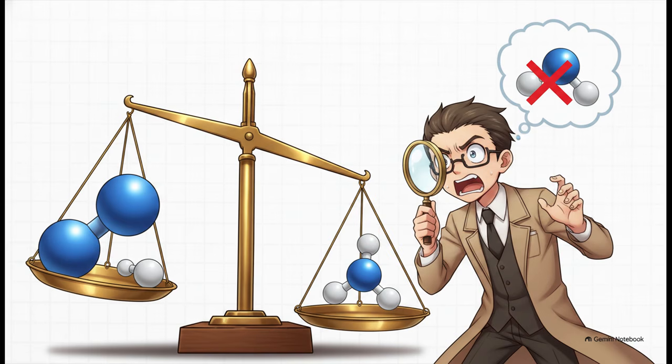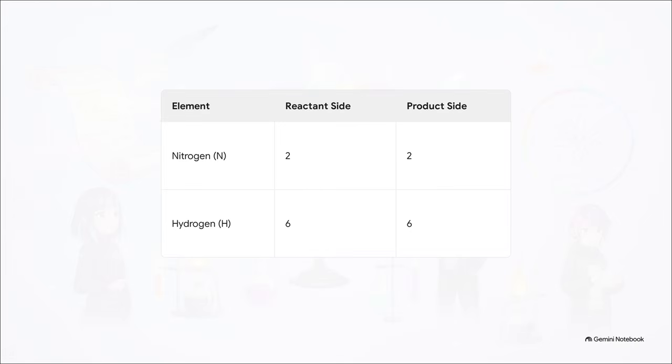So, let's look at this unbalanced puzzle for producing ammonia gas. We start with nitrogen gas plus hydrogen gas yielding ammonia. Do you notice the problem here? We have 2 nitrogen atoms on the left side of the arrow, but only 1 nitrogen atom on the right side, hiding inside that NH3 molecule. As we just learned, the universe does not allow a nitrogen atom to just vanish. So we step in as the accountant to get the reactant side and the product side to match perfectly.